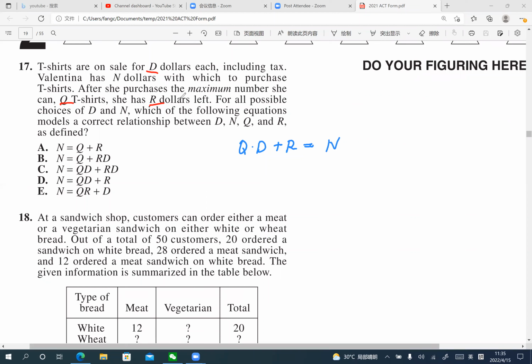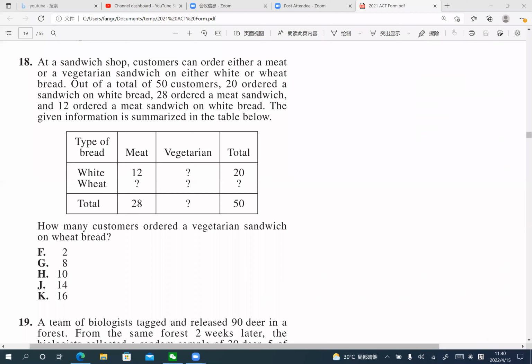So each shirt is D dollars, and Q t-shirts cost Q times D dollars, and she has R dollars remainder. So QD plus R should be equal to the total amount of money she has, which is N dollars. So we should choose option D, N equals QD plus R.